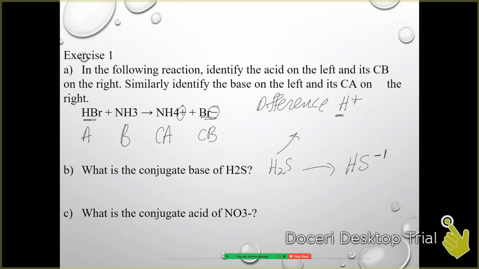All right, so what is the conjugate acid of NO3-? If this is my base, it has to gain an H plus, so it would become HNO3. It had a -1 charge, so now it would be neutral. Y'all remember that a little bit from Chem 1?